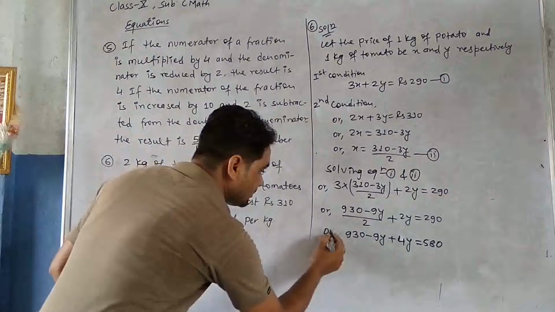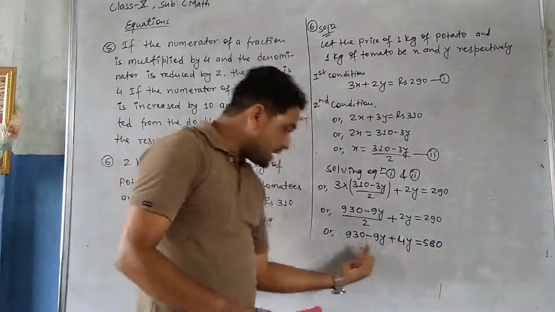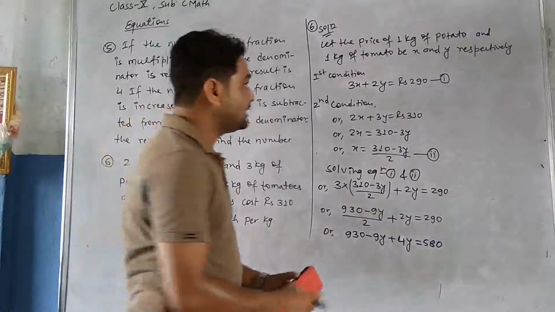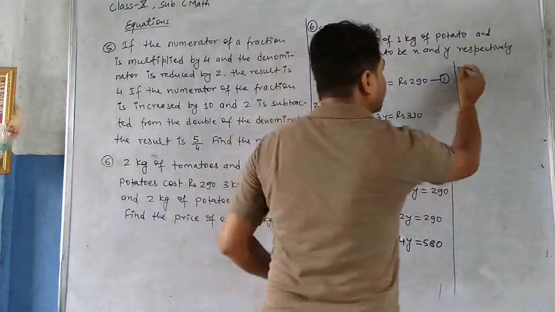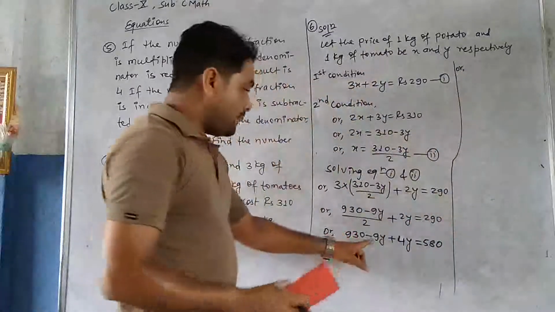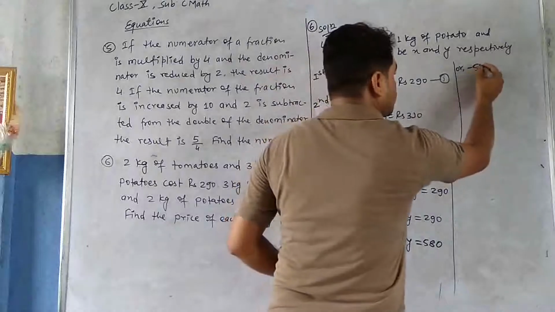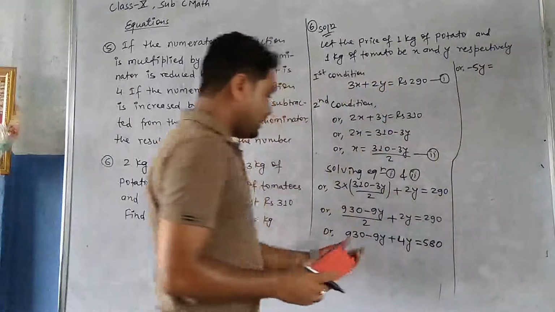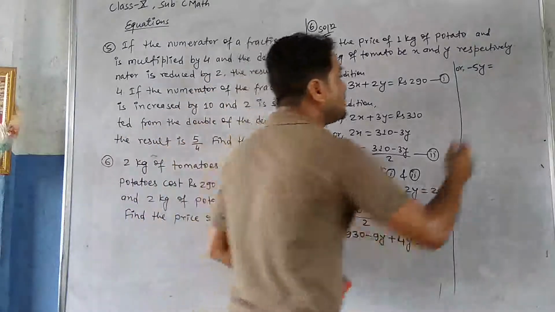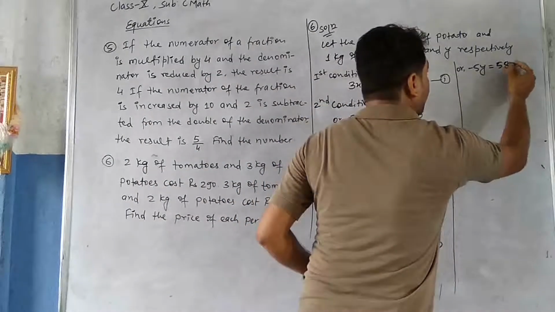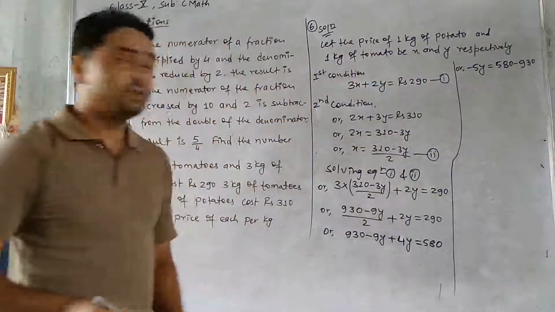And now let's solve. Take the variable on one side, and numerical values on the next side. Let's do this. I will do it here. Yes. Then we get what? Minus 9y plus 4y. We get what? We get minus 5y equals 930 is positive. This side then will become negative. We get what? 580 minus 930. That is an equation. We get like that.